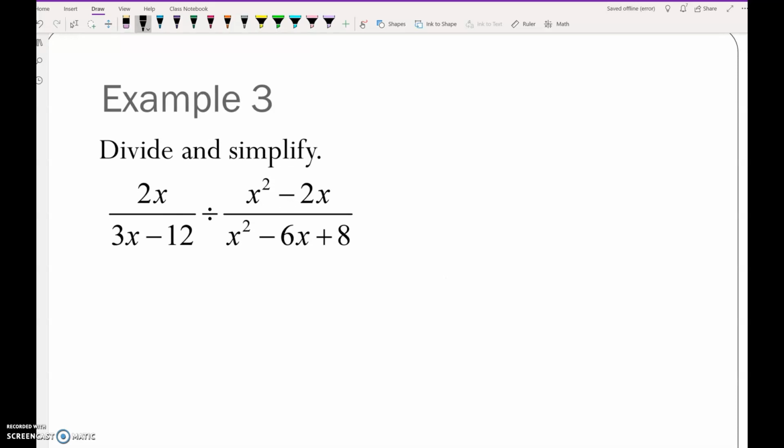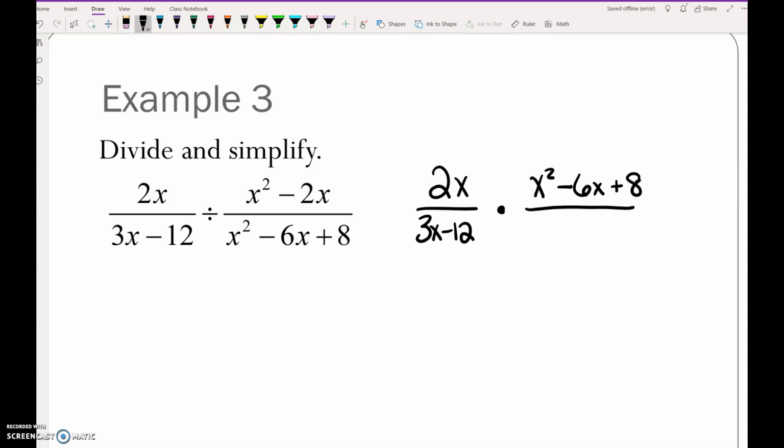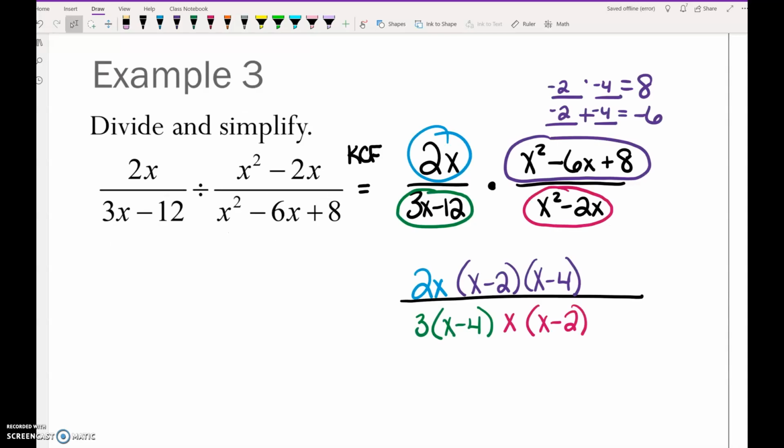So in example 3, we would start by keeping the first fraction the same, change the sign to multiply, and flip the second fraction. So first we do KCF, keep, change, flip. Then you're going to want to factor everything that you possibly can. So pause the video if you're watching the video, try factoring all of these and canceling. If you're in class, just try. So, okay, once you have this all factored, now you get to start canceling things out.